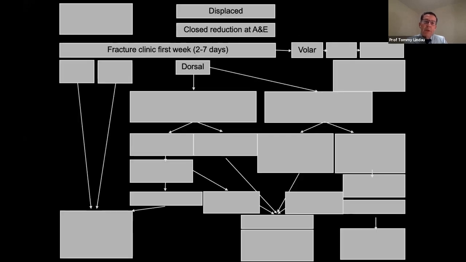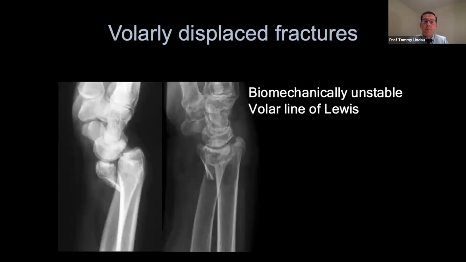So if we then go back to the fracture clinic and we look at the displaced fractures being either dorsal or volar, if we start with the volar fractures being more than 20 degrees, we enter the first surgical box. And as we now know, after having discussed the biomechanics with the volar line of Lewis, if we don't treat these patients operatively, there will be a palmar carpal subluxation of significant importance.